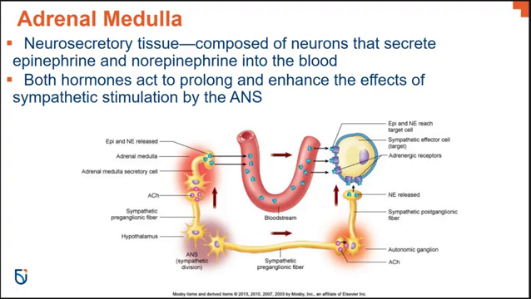It should be familiar to you that the sympathetic nervous system is part of the autonomic nervous system, which also includes the parasympathetic nervous system. So to restate that, the autonomic nervous system, or the ANS, is subsequently divided into the sympathetic nervous system and the parasympathetic nervous system.